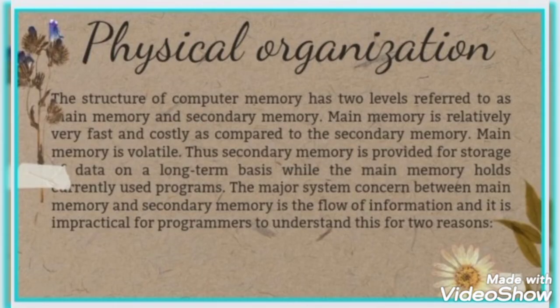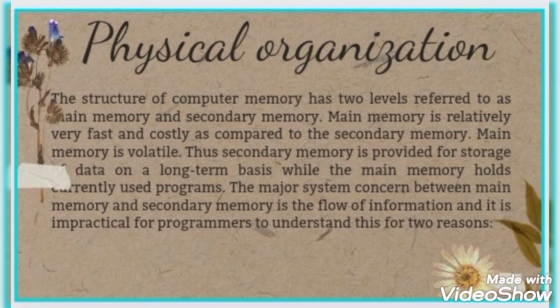So the last requirement is physical organization. The structure of computer memory has two levels, referred to as main memory and secondary memory. Main memory is relatively very fast and costly as compared to the secondary memory. Main memory is volatile. The secondary memory is provided for storage of data on a long-term basis, while the main memory holds currently used programs.